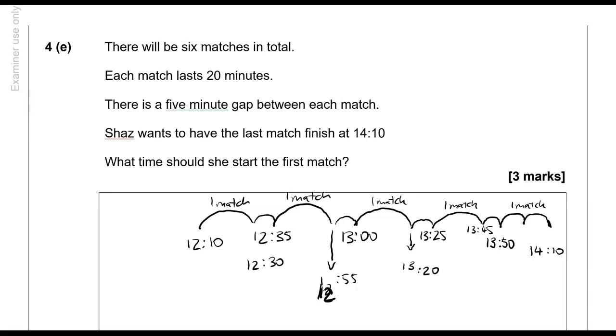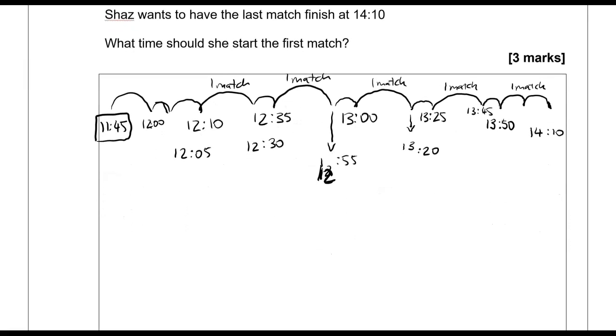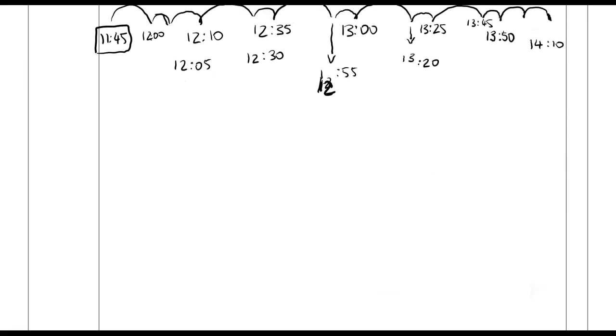We've got 5 matches so far, so last one. So 5 minutes, and this goes to 12:05. Now 20 more minutes. So if I take away 5 minutes first, this is going to go to 12 o'clock, and then another 15 minutes, and it goes to 11:45. So the first match should start at 11:45.